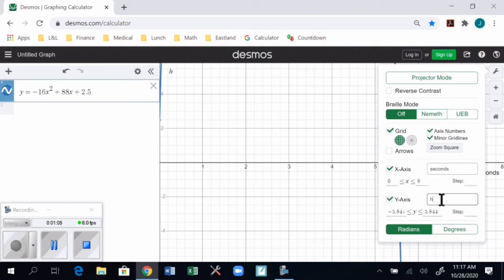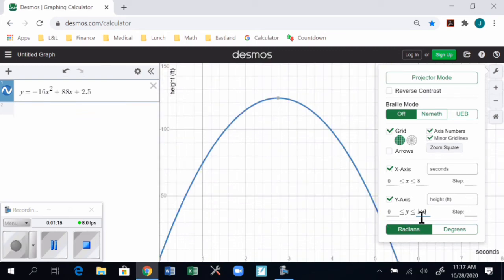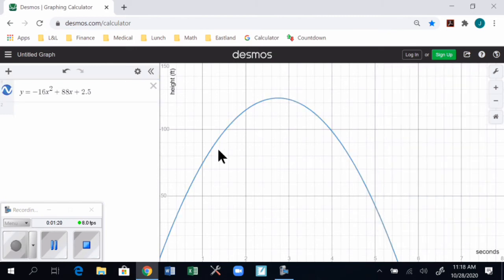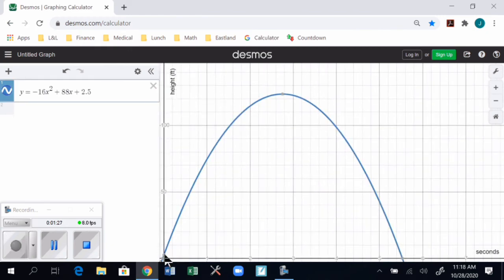Now the y-axis is the height of the football in feet. I know that the answer we got for our vertex was 123.5, so I'm going to try going higher than that, like 150. But then look how much better this graph looks now. Here you can really visualize this football flying through the air. At the very beginning, at 0 seconds when it's kicked, it's 2.5 feet off the ground. That's where the punter kicks it.